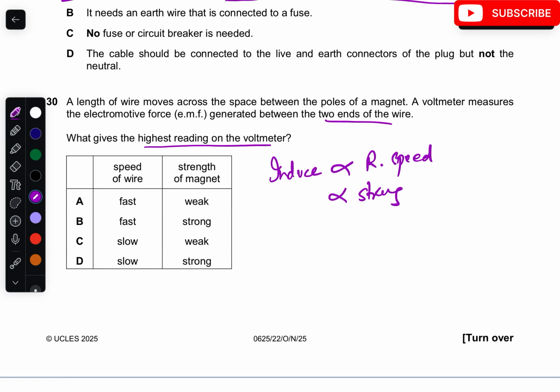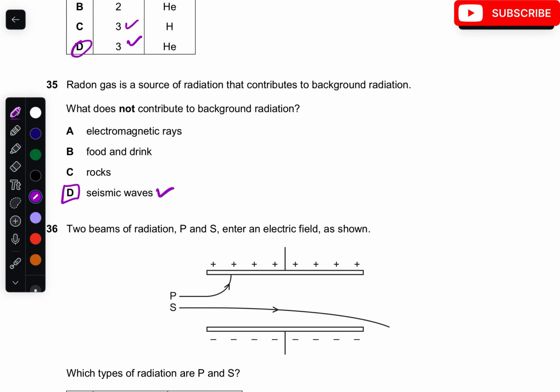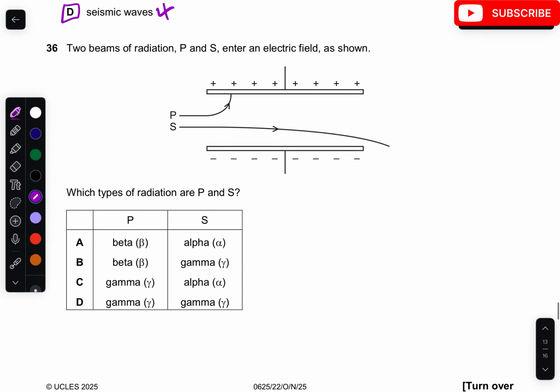What does not contribute to the background radiation? Okay, so background radiation does not come from seismic waves. They come from electromagnetic waves, they come from food and drink, they come from rocks, but they don't come from seismic waves.